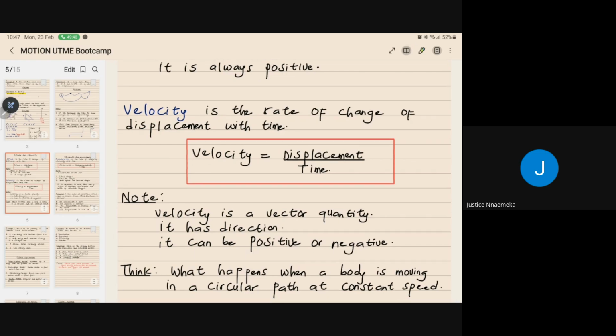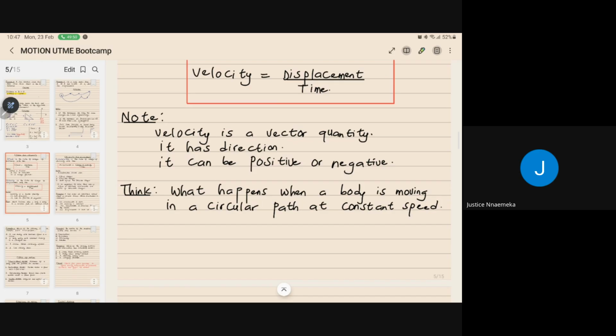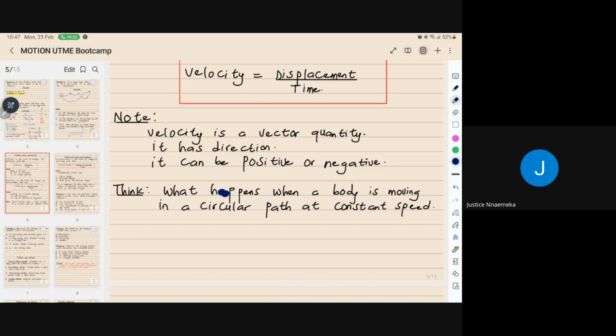So look at this very question. I said, let's just think together. Let's think out of the box. Now, what happens when a body is moving in a circular path at a constant speed? A body is moving in a circular path, but the speed is constant. Let's say at 40 kilometers per hour.